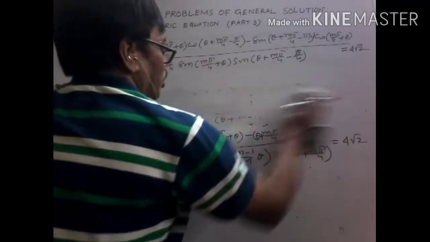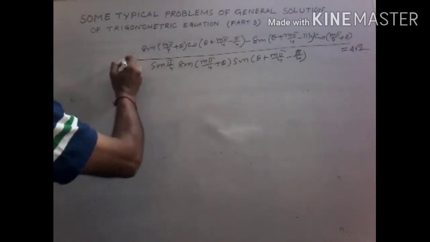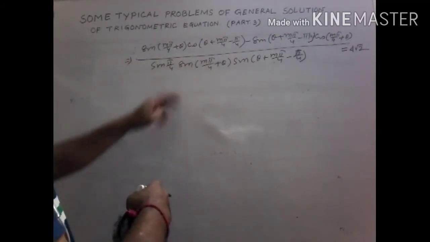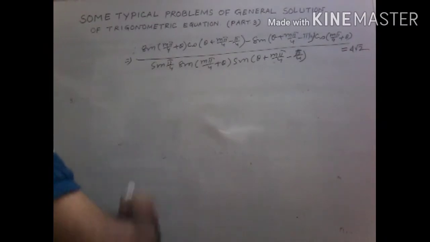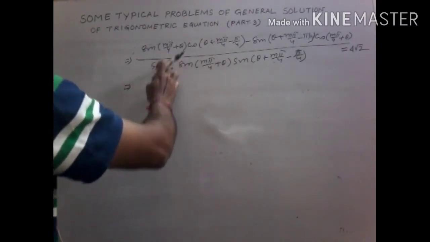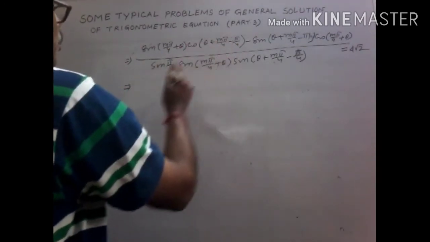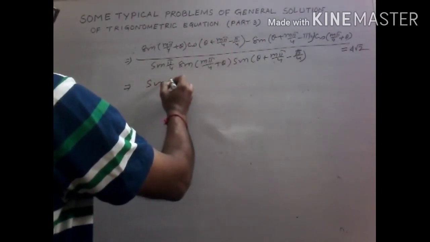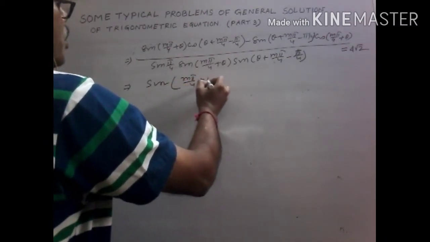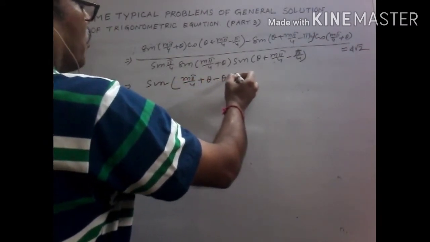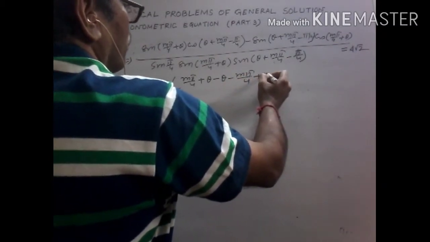Now listen. This technique is to be remembered: the numerator can be expressed as the difference of the angles of the denominator. Now sin π/4 is 1/√2, and this is the formula of sin(A − B), so (mπ/4 + θ) − (mπ/4 + π/4).